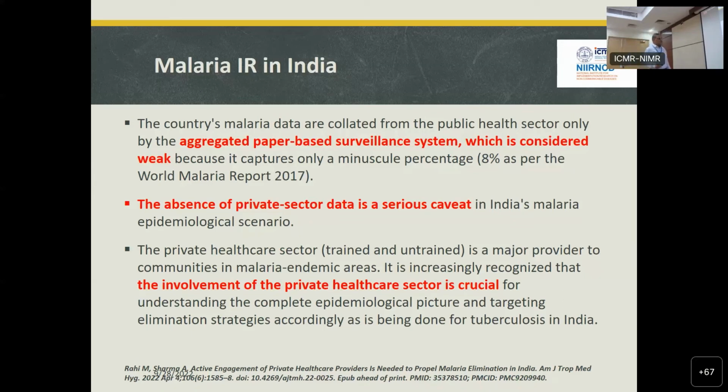Again, absence of private sector data is a serious caveat identified. We know it through agents. Whenever we go to do a program, we know the private sector is not providing data. Now, this knowledge is there. Have we done anything to convert that knowledge into implementation? Have we thought about how to involve the private sector in making sure that the data on the patients they are seeing must be made available? It is not impossible.